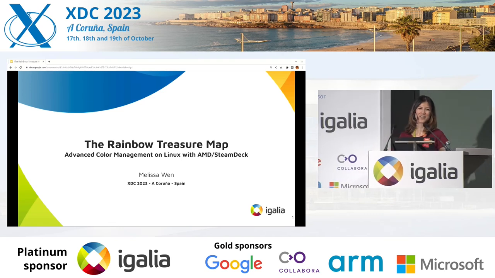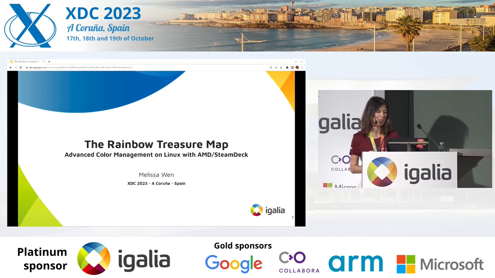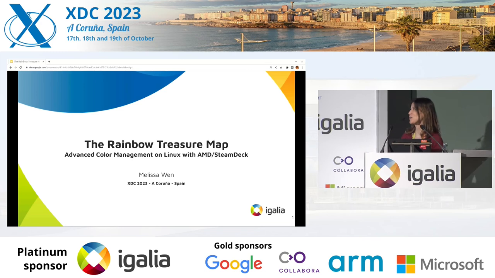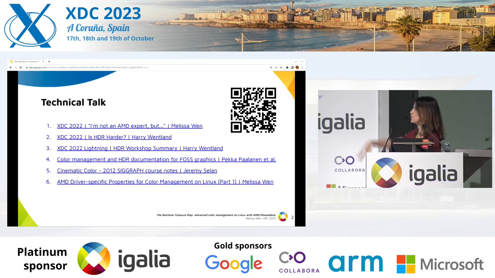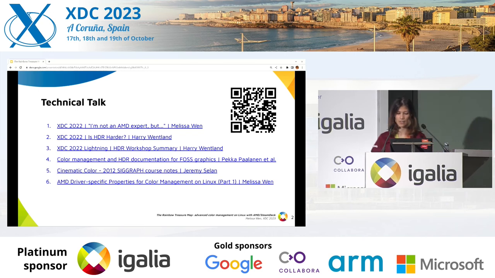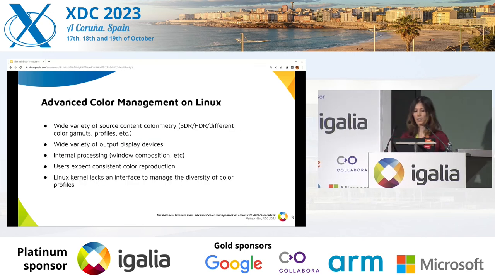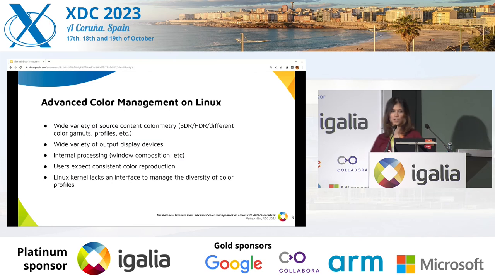I am Melissa from Igalia, and welcome to the Rainbow Treasure Map, a talk about advanced color management on Linux with AMD Steam Deck. First, if you are not used to the topic, you may find some useful links in this list. And when we talk about colors in the graphics chain, we should keep in mind that we have a wide variety of source content colorimetry, a variety of output display devices, and also internal processing.